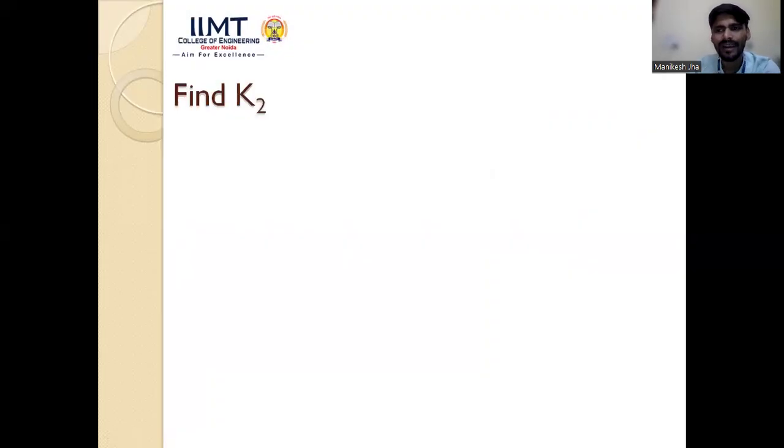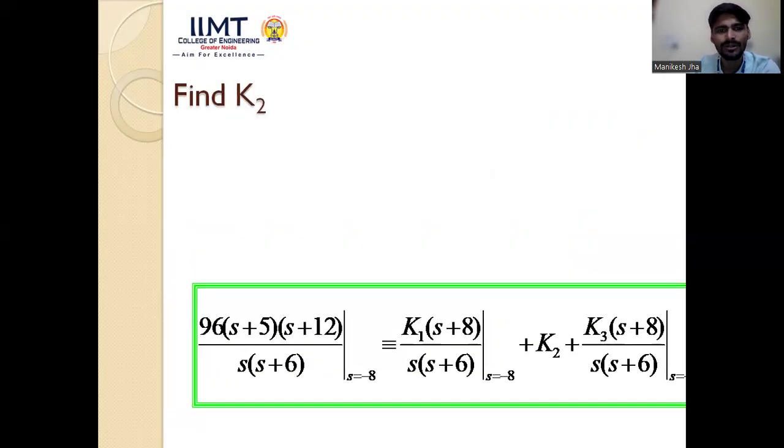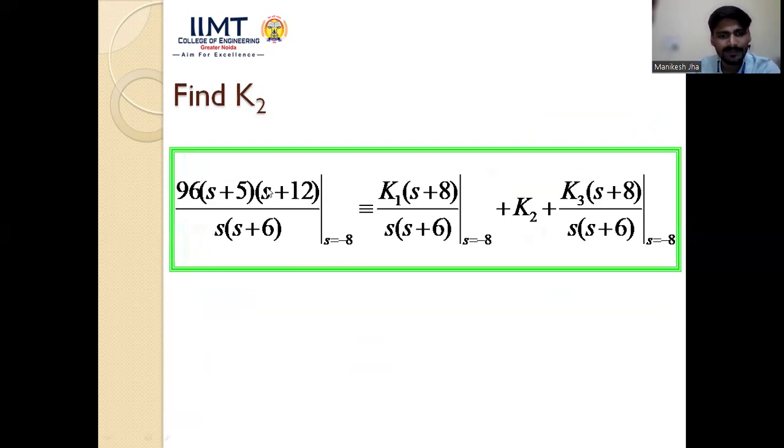Similarly, k2 will be defined at s equal to minus 8. So this is the expression at s equal to minus 8: k1 into s plus 8 upon s plus 6, plus k2, plus k3 into s plus 8 upon s into s plus 6, all at s equal to minus 8. When we put s equal to minus 8, the first term with k1 becomes 0 and similarly the k3 term becomes 0, because the numerator becomes 0, so both are cancelled out. So from here we get k2.